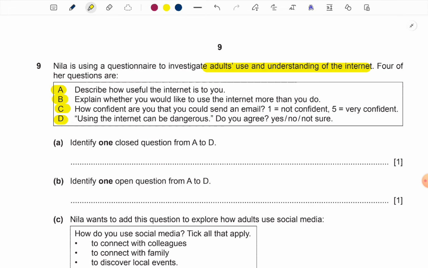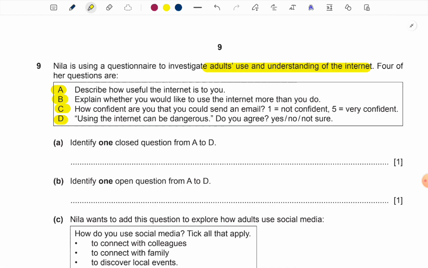Here they are asking us, firstly, to identify one closed question from A to D. A closed question is any question which can be given a very limited response. It does not allow for a range or freedom of response, and typically it's a rating scale type or a question beginning with do, are, those type of lead-ins. So here one question which is very obvious is C, how confident are you in sending, because it's a rating scale from 1 to 5. The other one is D, using the internet, do you agree.